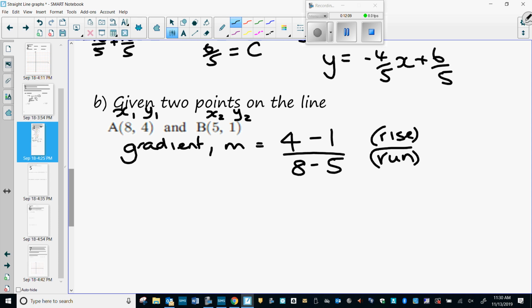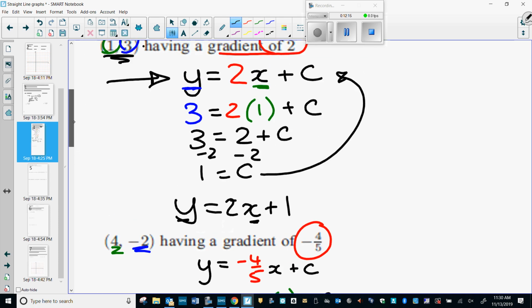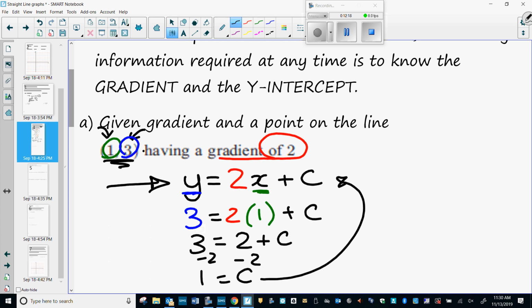How do you know that for B, they're asking you to find the gradient? Because in order to find the equation of a line, we need to know the gradient. And we need to know the y-intercept.